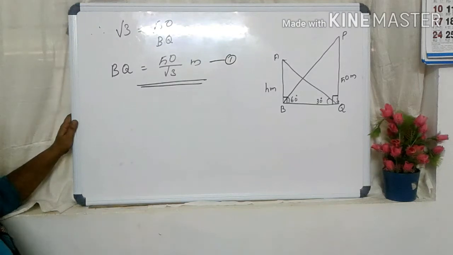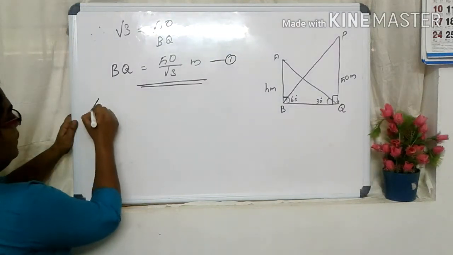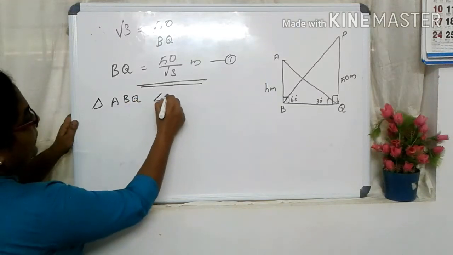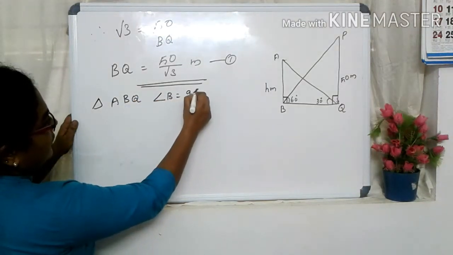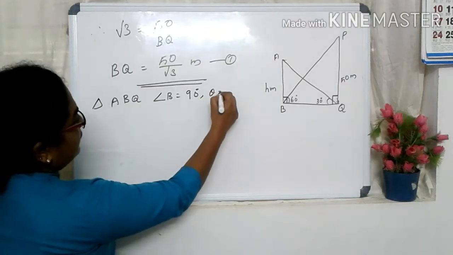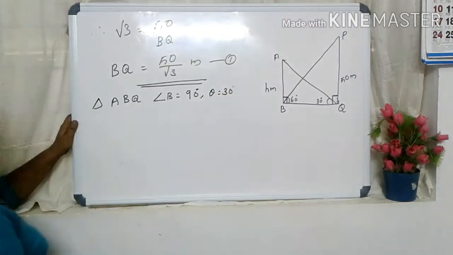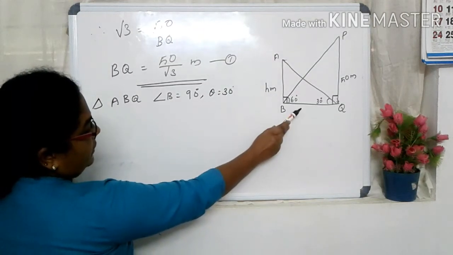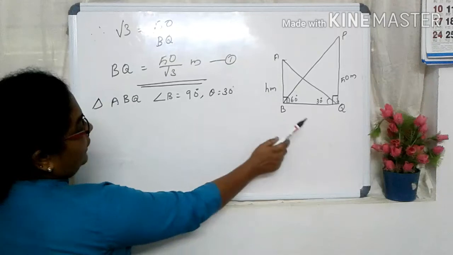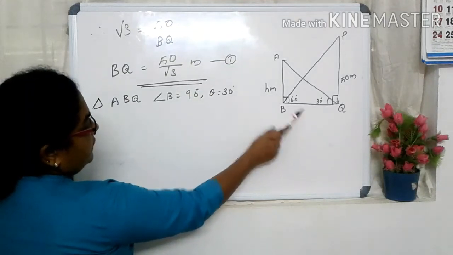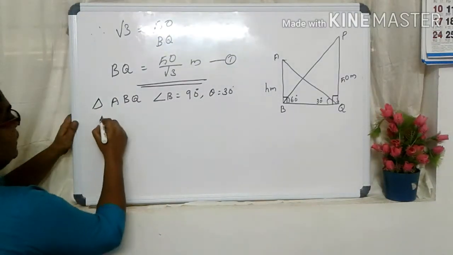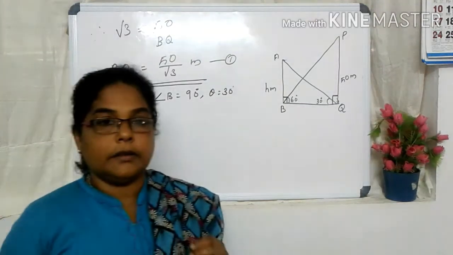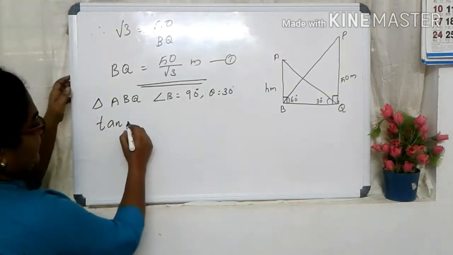Now we are using the second right triangle, ABQ. Here angle B equals 90 degrees and theta is 30 degrees. We have to get the value of H. This is the opposite side, and this is BQ. We have already found BQ, so it is the adjacent side. Again, which trigonometric identity are we using? We have to use tan 30 here.